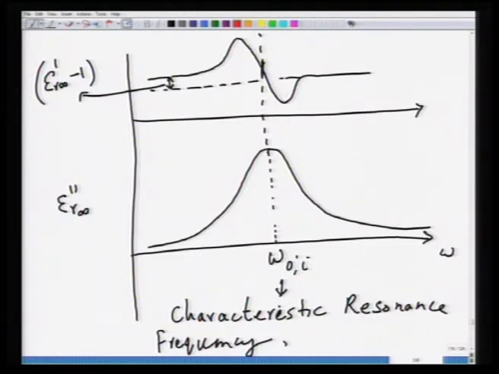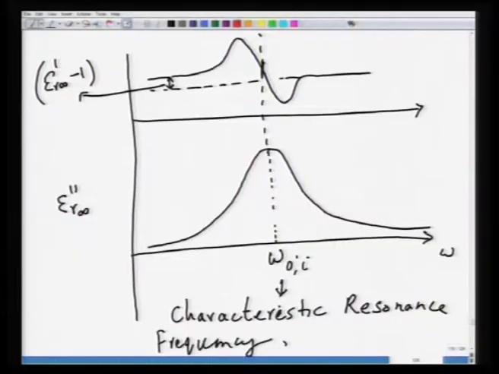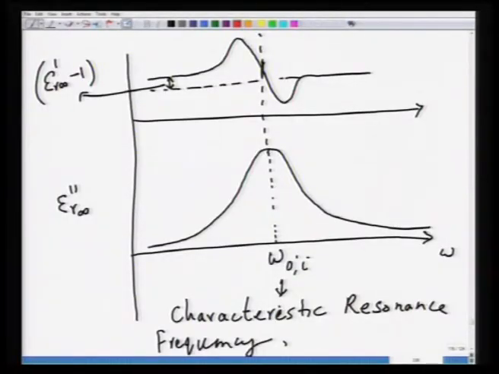and in this region at omega naught I, the charges resonate with the applied field. So, when the resonance occurs, the loss is maximum, epsilon r double prime goes through a maximum. In order for any particular polarization mechanism to be active, the omega that you apply has to be smaller than omega naught I. So, for instance, for electronic polarization, omega has to be smaller than omega naught E, so that you get the electronic contribution to the polarization, and for the ionic contribution to occur, you have to apply omega which is smaller than omega naught for ionic polarization.